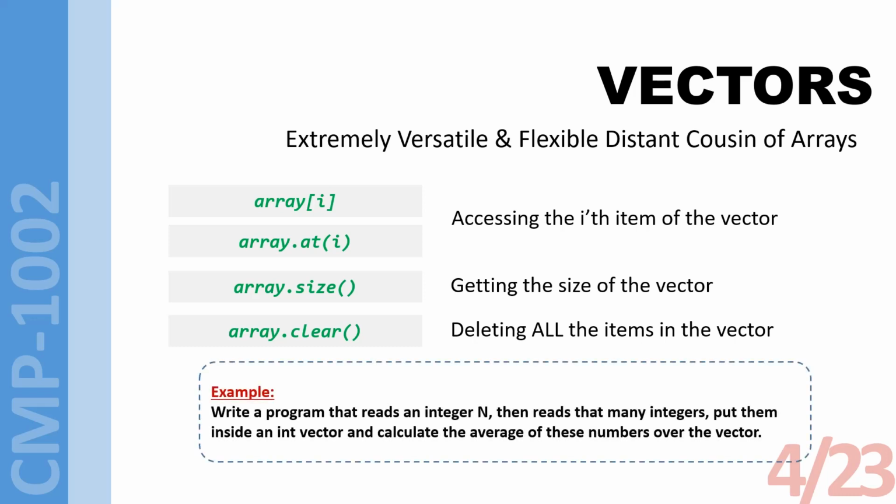Okay, let's go over a very simple example. Here it says, write a program that reads an integer n, then reads that many integers and puts them inside an integer vector. Then, finally, it calculates the average of these numbers over the vector.